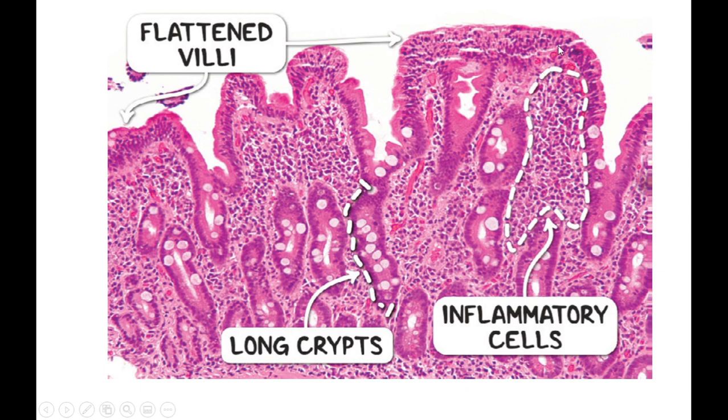Again, there will be flattening. This is called flattening or blunting of small intestinal or duodenal villi with associated elongated crypts or crypt hyperplasia to compensate for the loss of cells, with severe or heavy inflammatory infiltration within the lamina propria and an increase in intraepithelial lymphocytes.